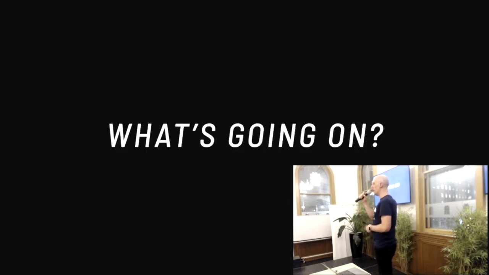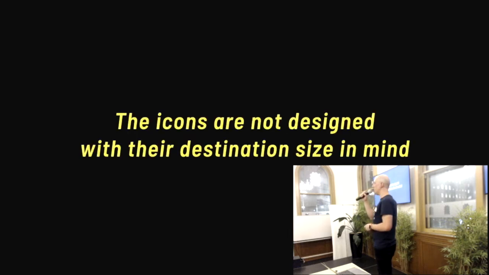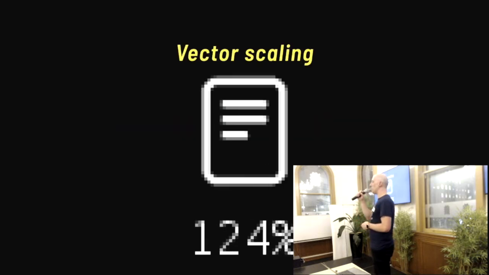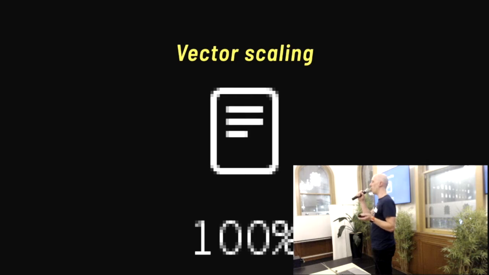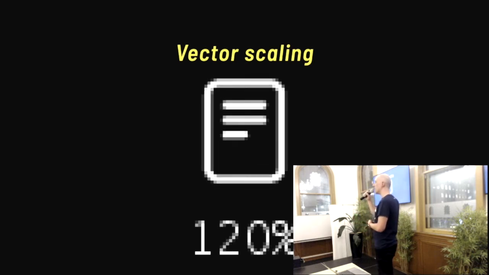So what's going on there? What's happening is that the icons haven't been designed with the target destination size in mind. So they've been drawn to a grid that doesn't match the actual screen grid that they're being displayed in. This can be for a whole bunch of reasons. It can be just because they were drawn that way. It can be because there's been some scaling going on.